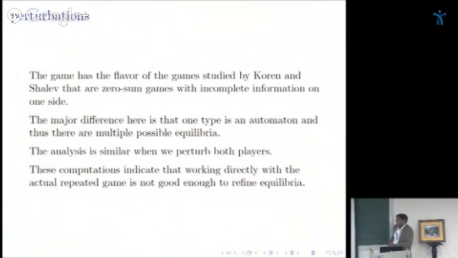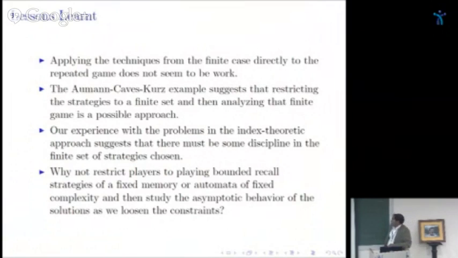anyway, all I'm trying to say is that just looking at perturbations in the infinite horizon game is not doing much. You still get the entire folk theorem set. So I think we need to go back. These are the things we learned: just looking directly at the infinite horizon game and just technically circumventing the infiniteness of the problem is not working.